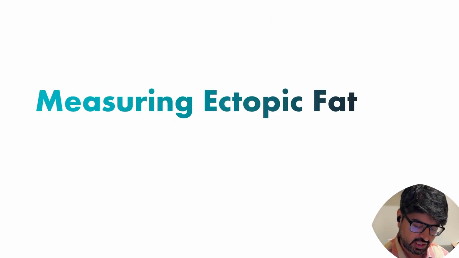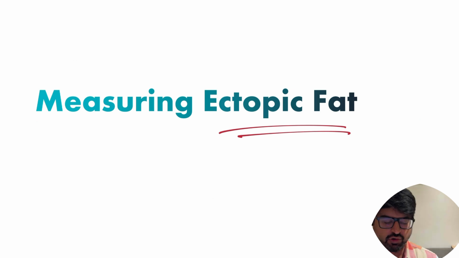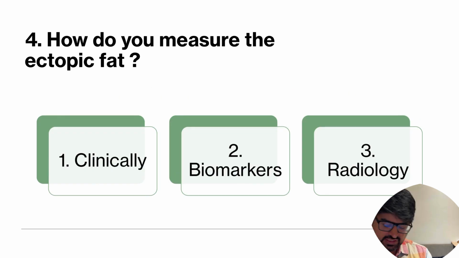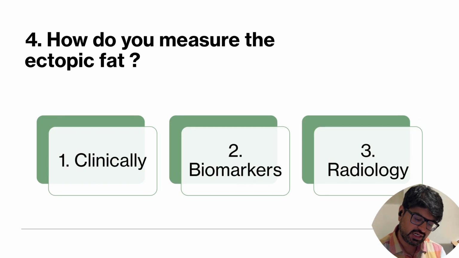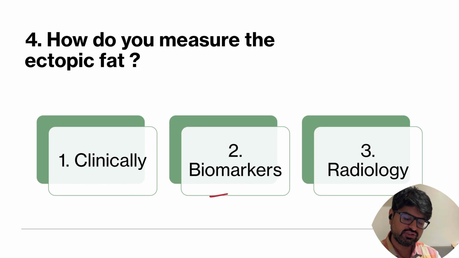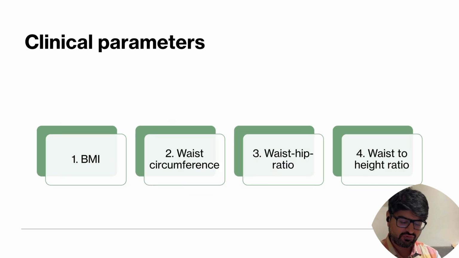Now you say that again, ectopic fat is something which is very important, and the disease basically is because of ectopic fat. So how do you measure this ectopic fat, right? Now, there are many ways of doing it. One is you can clinically measure it, you can use biomarkers, you can have radiological markers also. So clinically, one is of course BMI. Of course, naturally somebody with a higher BMI is more likely to have a higher amount of ectopic fat, but this is not always so.